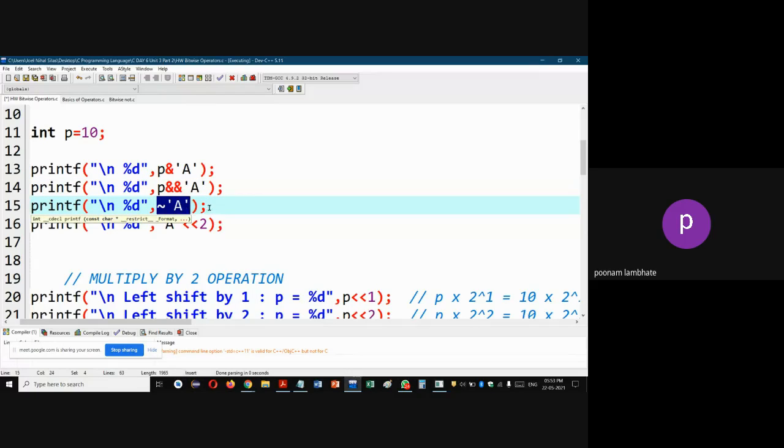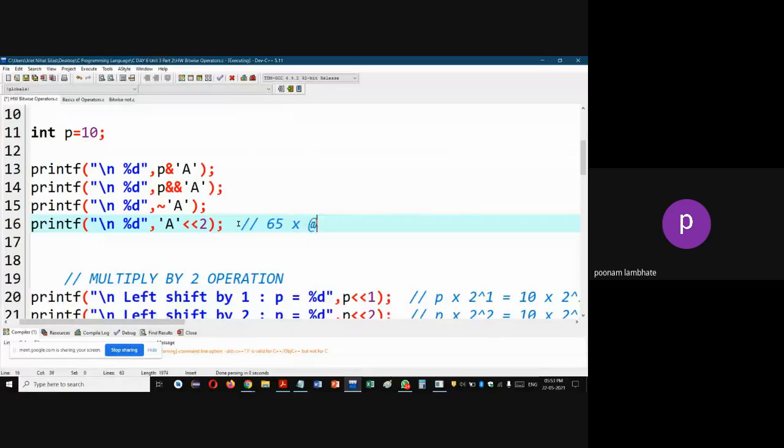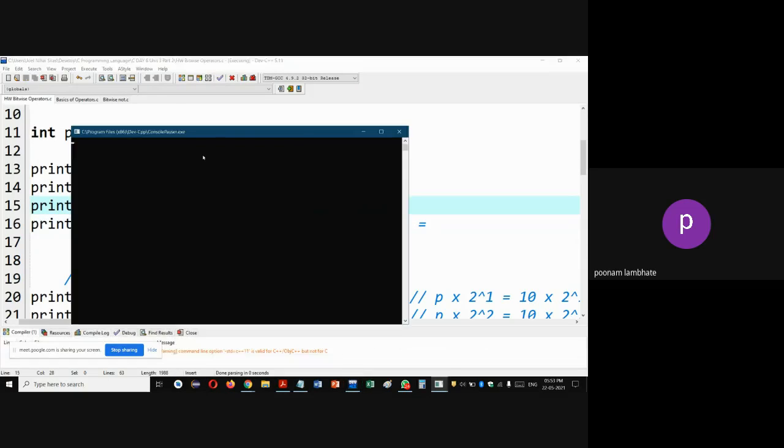Here, bitwise NOT of the ASCII value of A. What is the ASCII value of capital A? 65. So the bitwise NOT operation gives minus 66. Similarly, you can shift 65 towards the left by 2. The formula is to consider 65 in place of A into 2 raised to 2. So 65 into 4, whatever the answer is, that will be this. So let us execute this program.